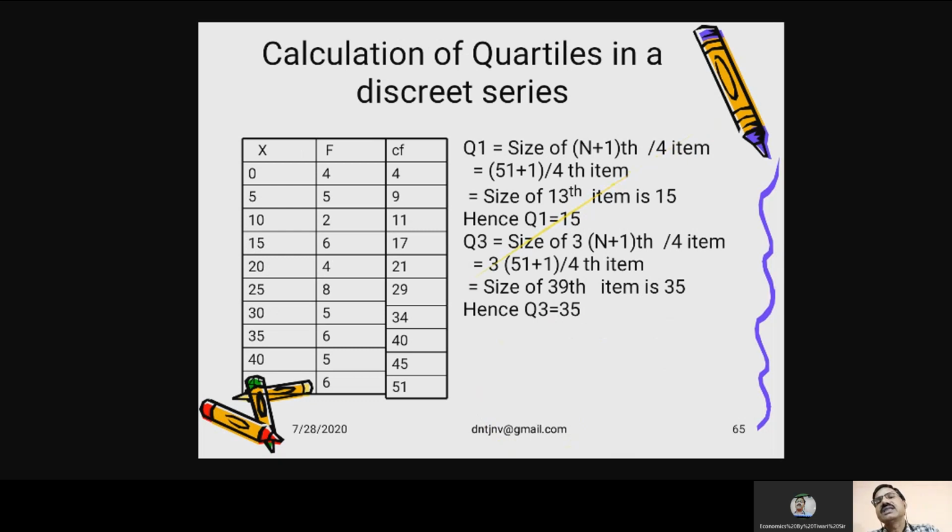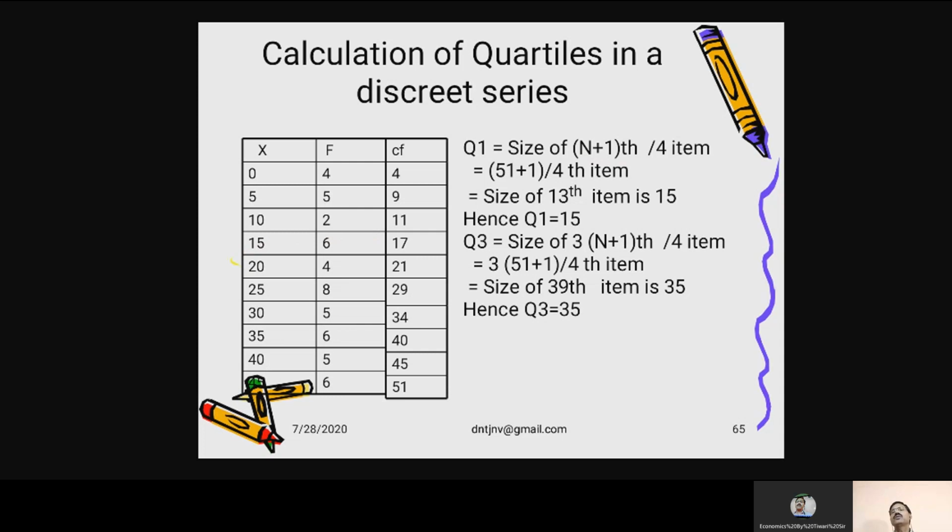Calculation of quartiles in a discrete series. When the value of the series is given in the form of x and f, find out CF as you did in median. Then apply the formula (n+1)/4. You will get Q1 as the 13th item. 13 will lie in this group, and you can see 15 is the value of the median.